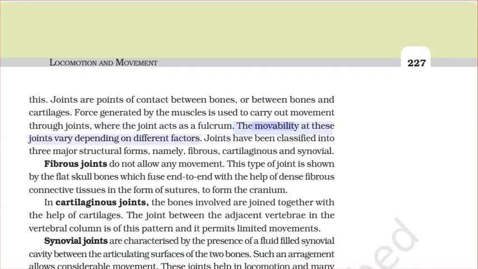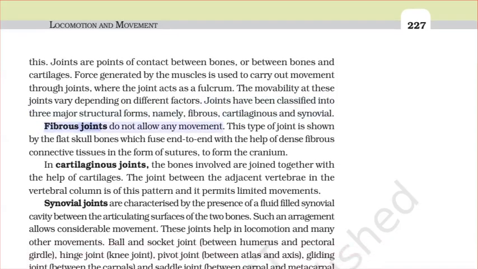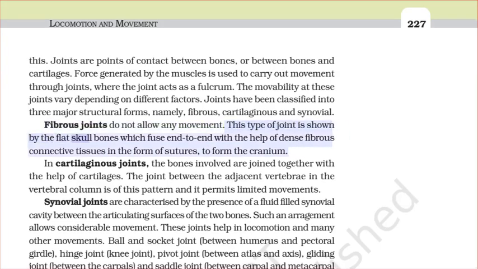The movability at these joints varies depending on different factors. Joints have been classified into 3 major structural forms, namely fibrous, cartilaginous, and synovial. Fibrous joints do not allow any movement. This type of joint is shown by the flat skull bones, which fuse end to end with the help of dense fibrous connective tissues in the form of sutures to form the cranium.